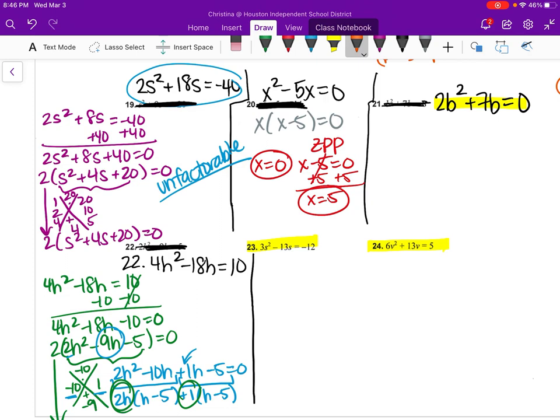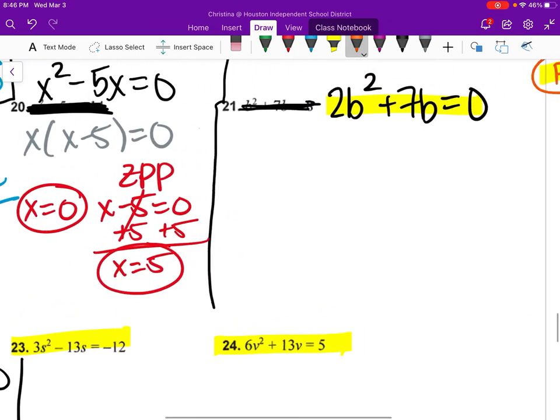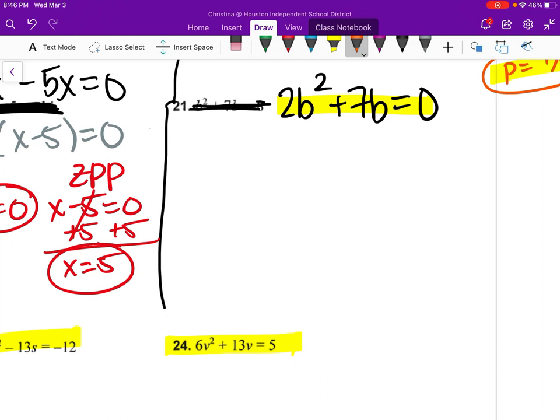For question 21, this is very, very similar to question 20 in the sense that there's no constant in this question. So what you should have done was factored out the GCF. I was hoping there was a number we could factor out besides 1, but there's no other number besides 1 that I can factor out. So instead of putting a 1, we can just put a b. If you're like, but I really want to put a 1, okay, fine, put a 1. And then you can put 2b plus 7 in the parentheses.